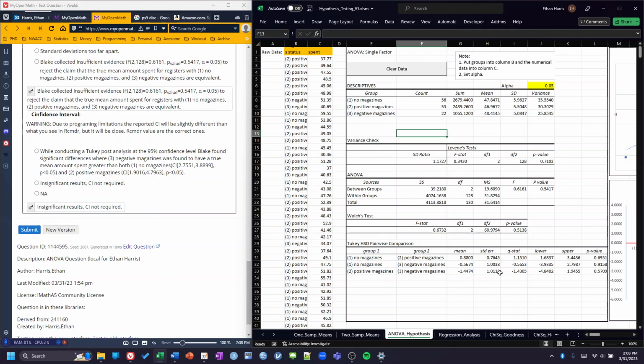Okay, but if you need those confidence intervals, we can see this lower and upper here, lower and upper here, and lower and upper here. And what we notice is that each of these spans from negative to positive, negative to positive, negative to positive. So that means that 0 lands in here.